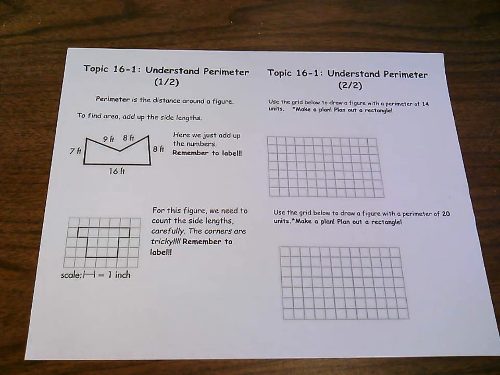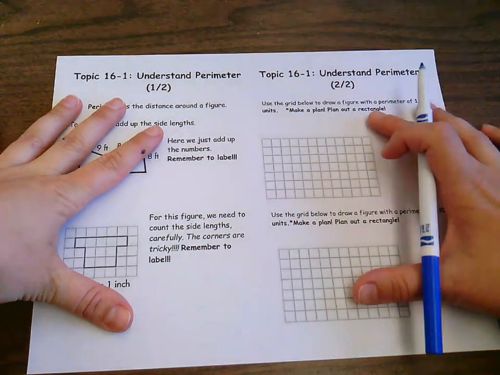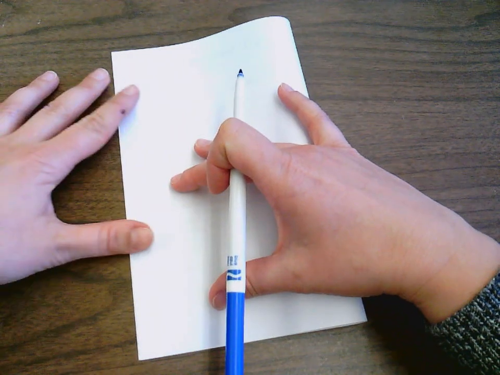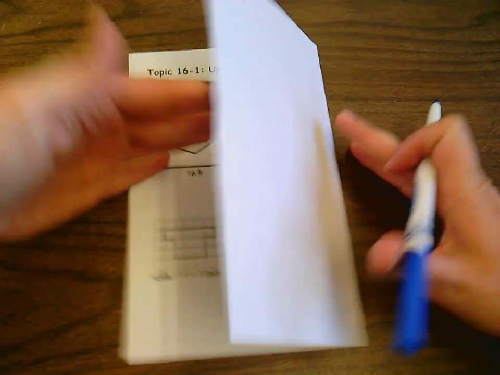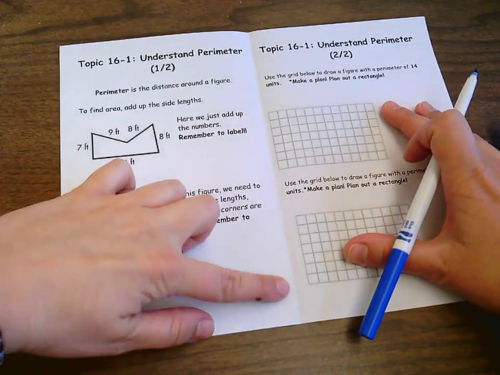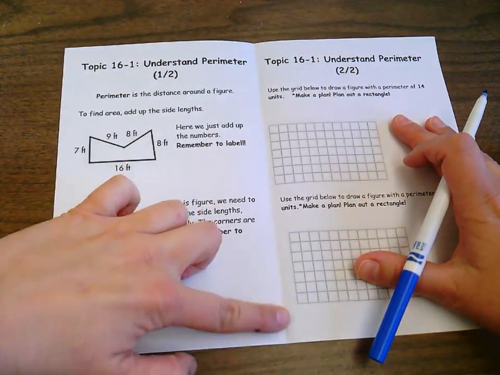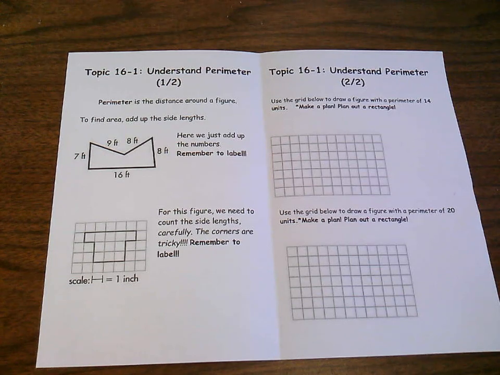Hi everyone, we are going to get started on topic 16.1, which is understand perimeter. So this note sheet, you're going to see it has two different sides. What you're going to be doing is you're going to fold your note sheet in half, and at the end of the video, you will be cutting it down this line to glue in your notebook. So when you're writing, just make sure you don't cross over this line because it will be cut and on two separate sheets in your notebook. So let's go ahead and get started.